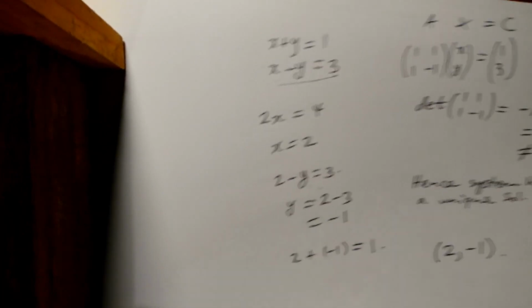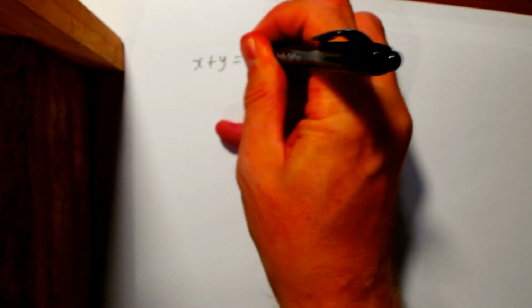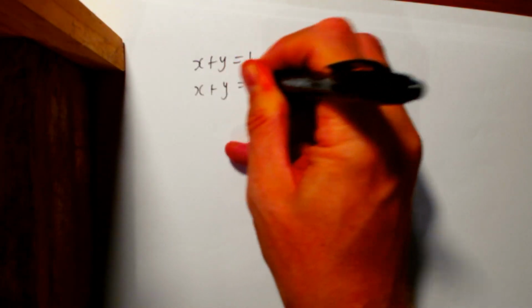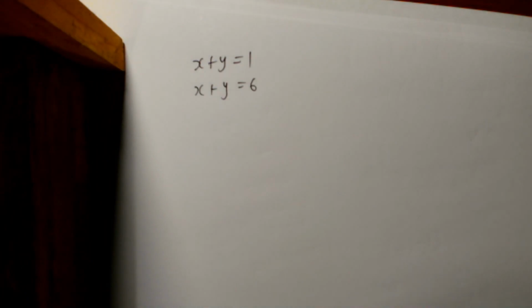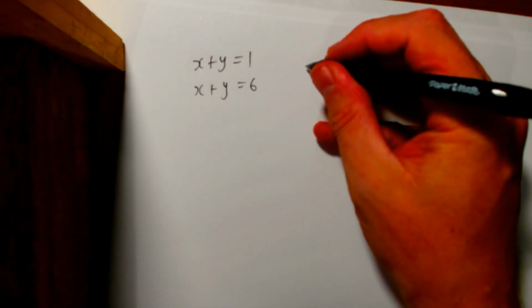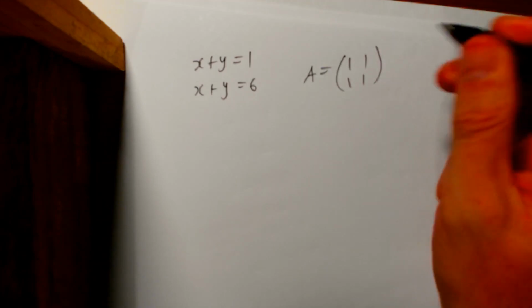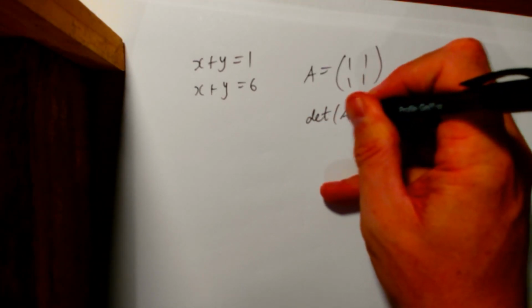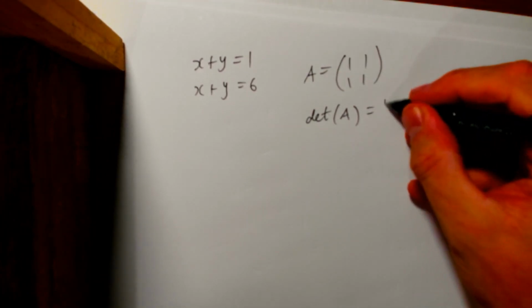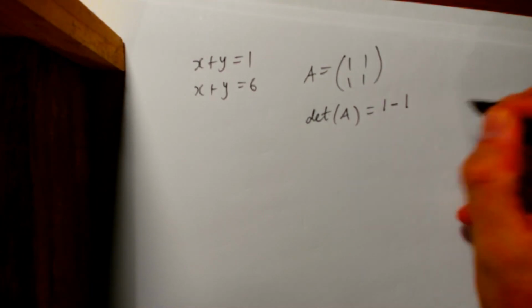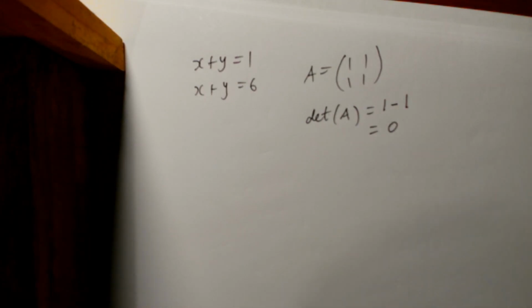Okay, let's have a look at our next example. Does the system x plus y equals 1 and x plus y equals 6 have a unique solution, no solution, or infinitely many solutions? Okay, so let's look at the determinant. So A equals the matrix 1, 1, 1, 1. Let's take the determinant of that matrix. So 1 times 1 is 1, minus 1 times 1, and we get 0. So in this case, we see that the lines must be parallel, and they could be the same line.